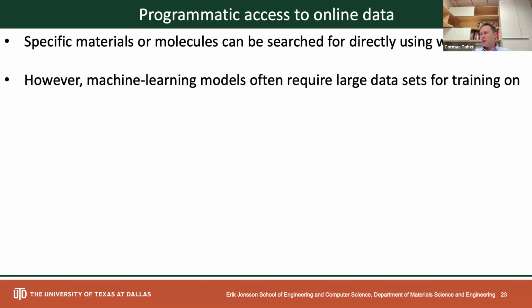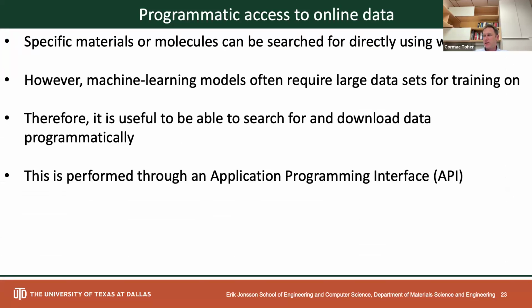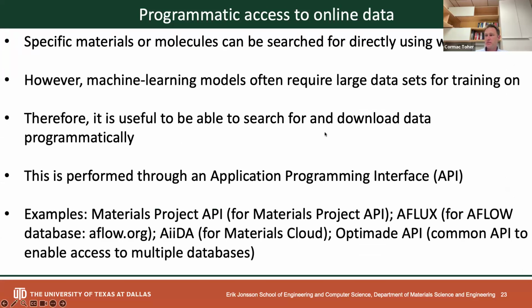So these kinds of web portals that I just showed you, they're fine if you just want to look for one specific material, just one particular entry. However, if you wanted to build a large data set that you could use to train a machine learning model on, then you want to be able to download the data programmatically. And to do this, you would use what's called an application programming interface.